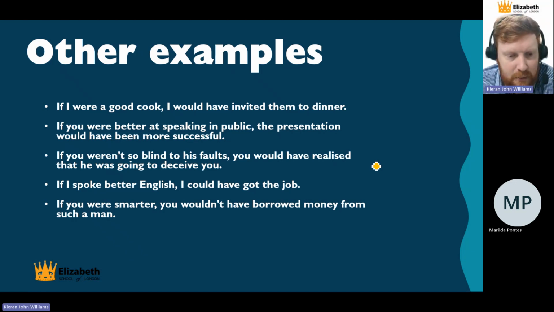Another example, if I spoke better English, so maybe in the present, now your English isn't very good. That meant that you could have got the job in the past, but because your English isn't good, you didn't get that job in the past. And the last one we have here, if you were smarter, you wouldn't have borrowed money from such a man. But it could be in a situation you are not very smart in the present. So therefore, in the past, you did this thing that isn't a good idea. You borrowed money from a loan shark or something like that.